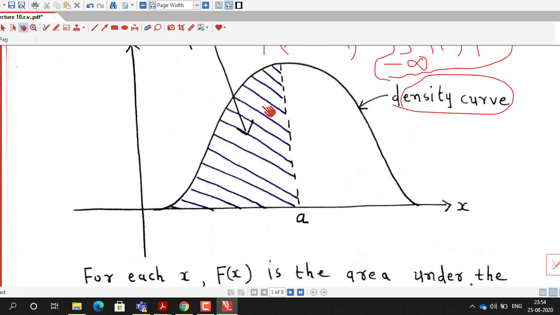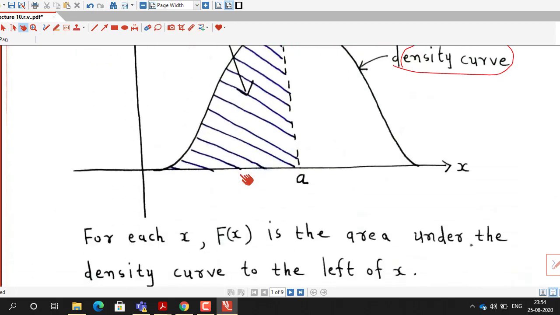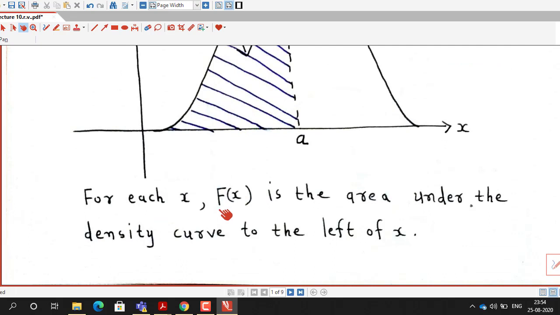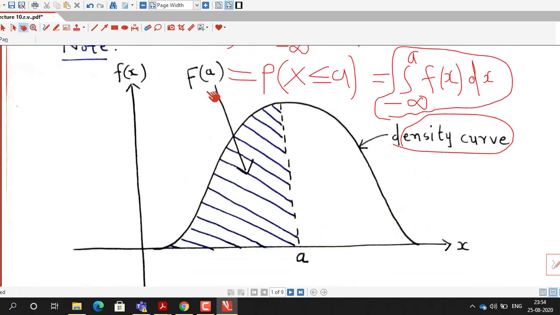So if we can find the value of this area, or if we are able to integrate this function, we are able to find the value of the CDF at point A. In this way, for each real number x, F of x is the area under the density curve to the left of x. So here we are interested in F of a. F of a is the area under this density curve which is to the left of this small a.